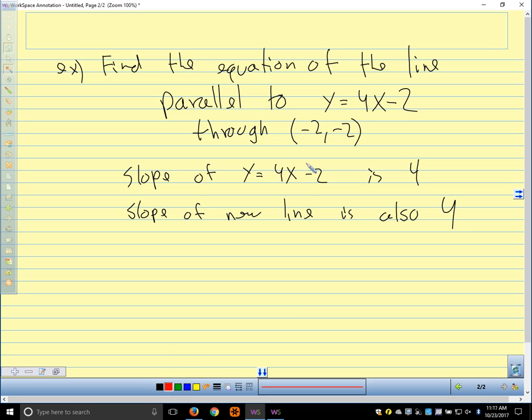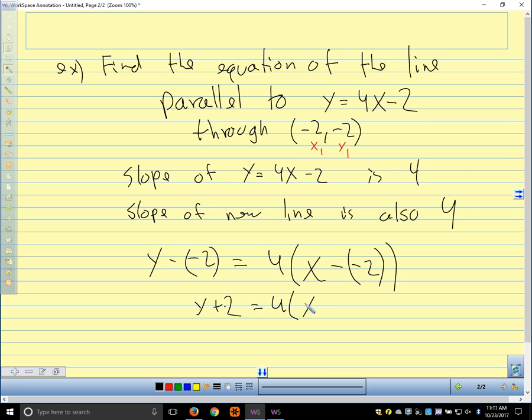And this is the point that we wanted to go through, x1, y1. So I can use point-slope form to write the equation. y minus negative 2 equals the slope 4 times x minus negative 2. And I can write that as y plus 2 equals 4 times x plus 2.